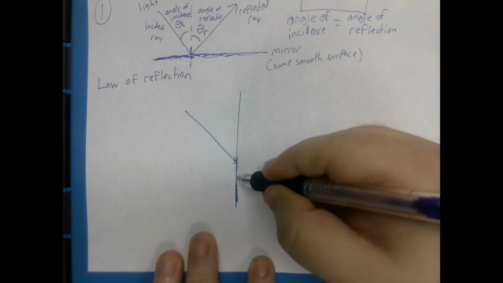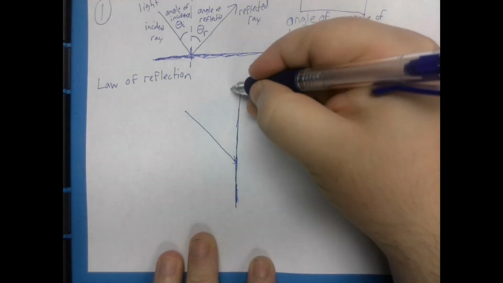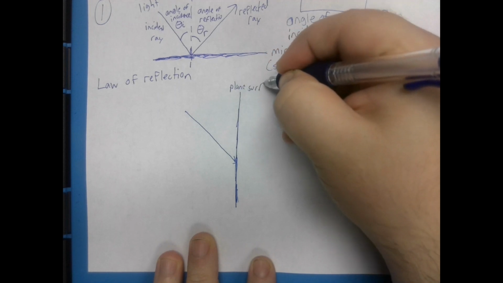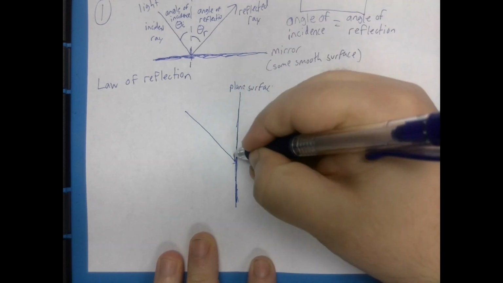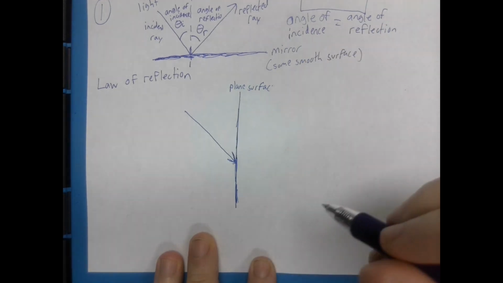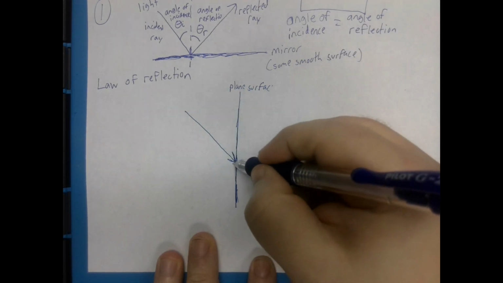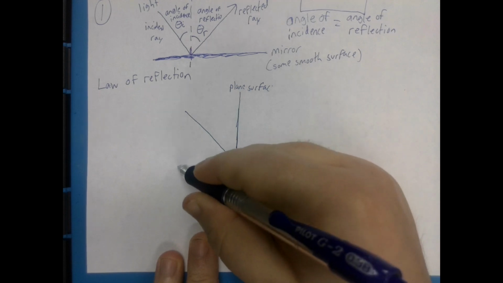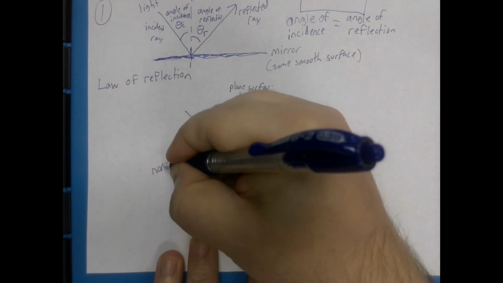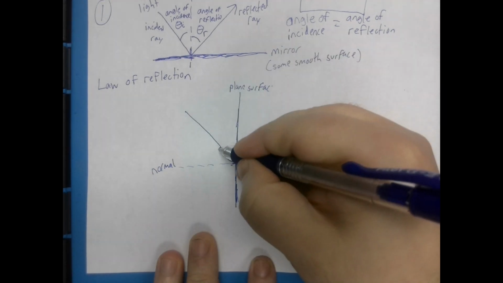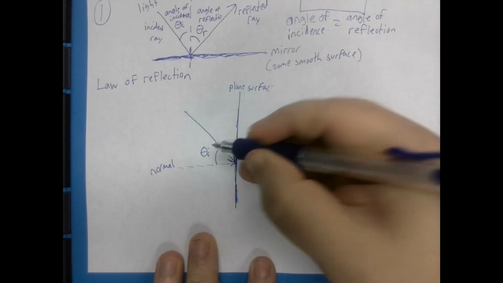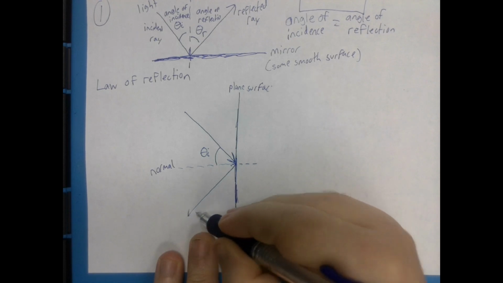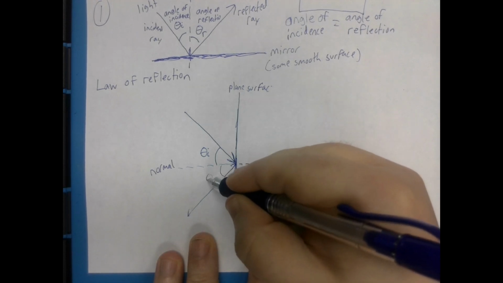Again, if this is our mirror, our plane surface, then when the light comes in and hits here, we draw a perpendicular line. This would be your normal. We measure the angle here, and we know that the reflection is going to have the same angle here.